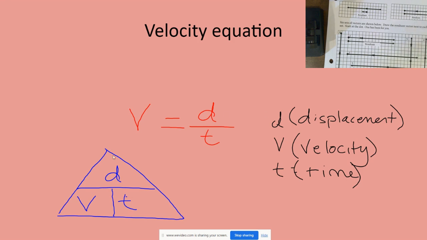Okay, again, concentrate on that triangle. You cover up the thing you're looking for. If you're looking for distance, you would put a finger over this D, and it'd be V times T. Velocity times time would give you the distance.